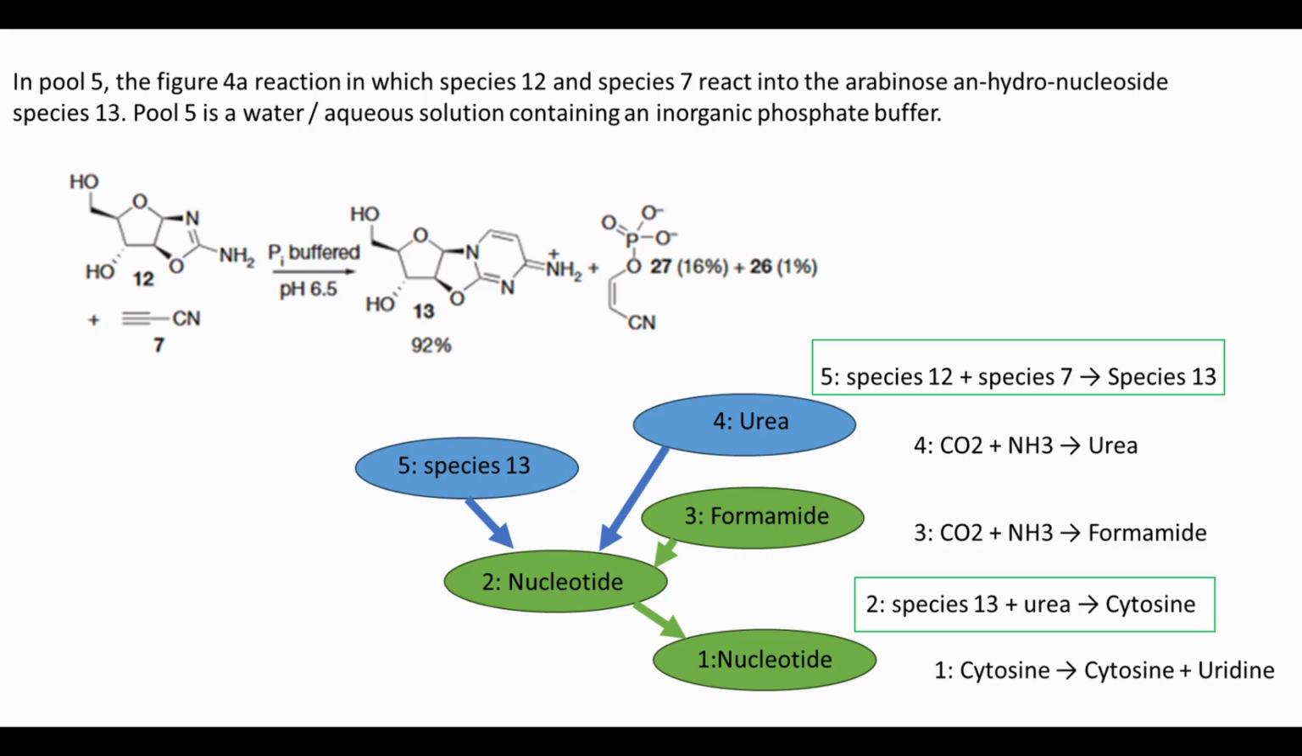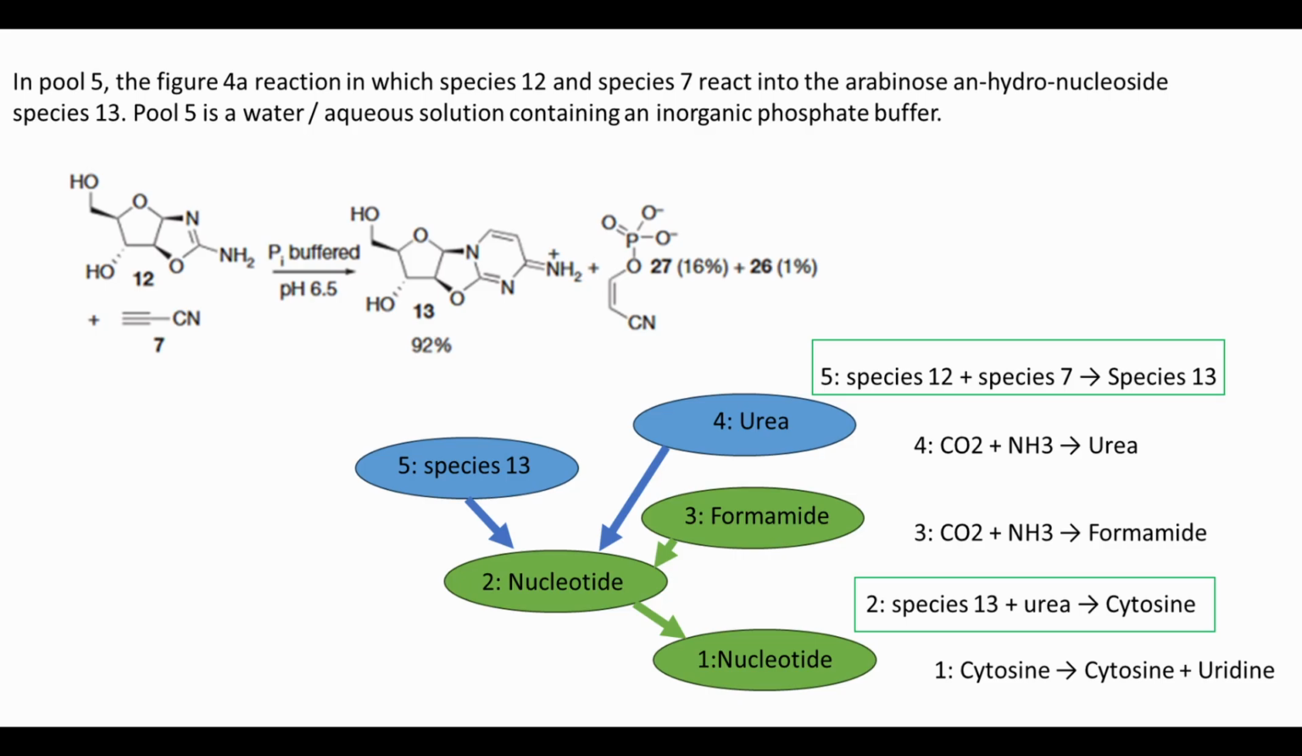Also, upstream of pool 2 is pool 5. In pool 5, there is the figure 4a reaction, in which species 12 and species 7 react into the arabinose anhydronucleoside, species 13. Pool 5 is a water aqueous solution containing an inorganic phosphate buffer. The network of pools leading into pool 2 is shown.